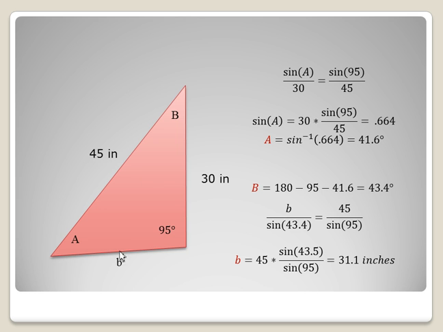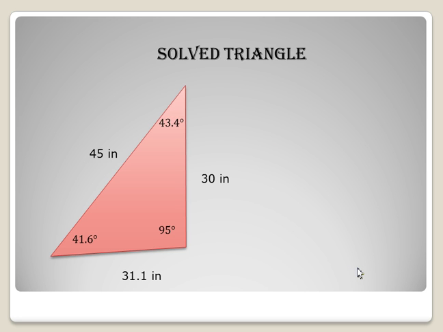And then let's find this other side right here. Since we know what B is, we just stick it in. b over sine of the opposite angle, 45 over the opposite angle. We solve and we get, this was in terms of inches, 31.1 inches. And this would be our solved triangle.